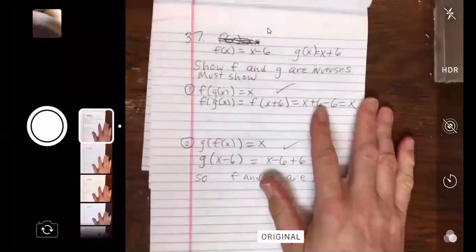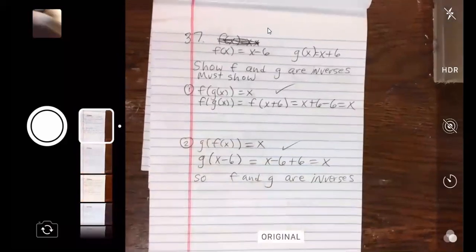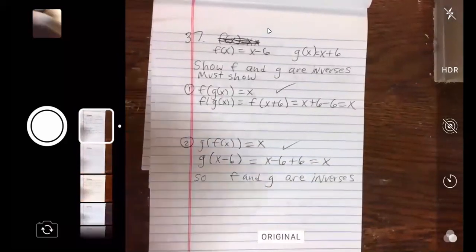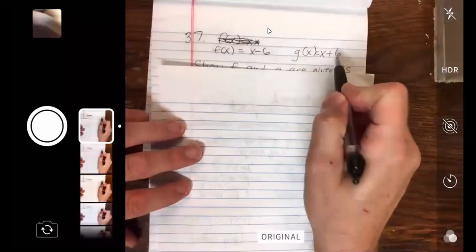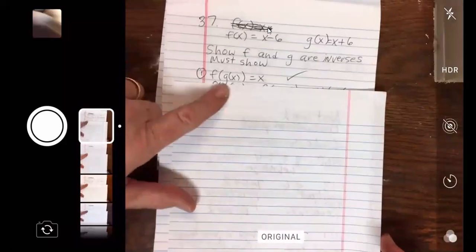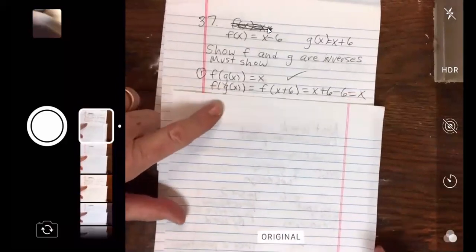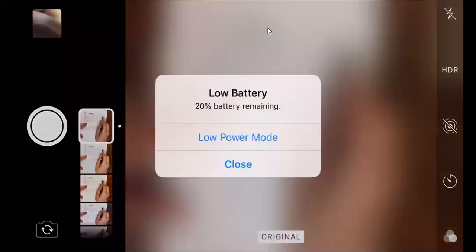Okay, so I did 37. Show that f and g are inverses. So you could almost guess that they are. You see, I got a minus 6, you got a plus 6. Those seem to be inverse to each other, but just to show it, I did f of g of x first. F of g of x plugs in the x plus 6 for the g of x.